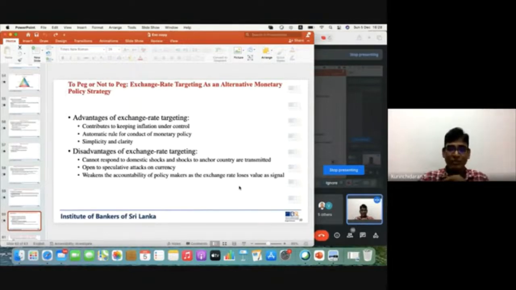Also, accountability of policymakers weakens as the exchange rate loses value, which acts as a signal, even if you try to maintain it. If you are losing the value, your accountability will weaken. In Sri Lanka, we don't fix it with any inflation targeting or exchange rate targeting, so even if it fluctuates at a high level, we maintain our accountability. Nobody is going to question what happened, so there won't be any severe attack. But once you fix it and your currency is losing its value, then you are accountable because you have already fixed it. That is the disadvantage here.